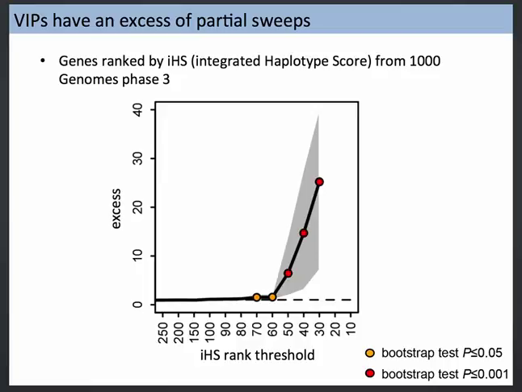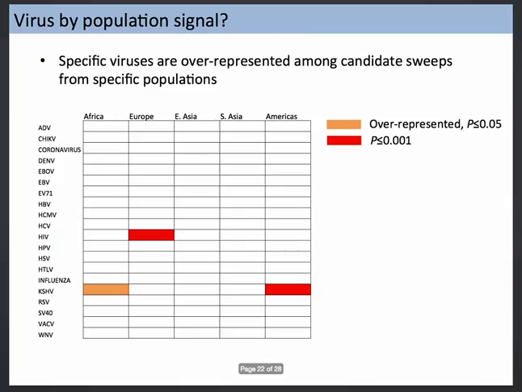And what we asked then is that if we have such an excess, that probably means we can detect specific viruses having driven adaptation in specific populations. And when we did this, we found that 2 viruses seem to have had an impact on specific populations recently. So HIV in Europe and Kaposi sarcoma herpes virus in Africa and in the Americas.